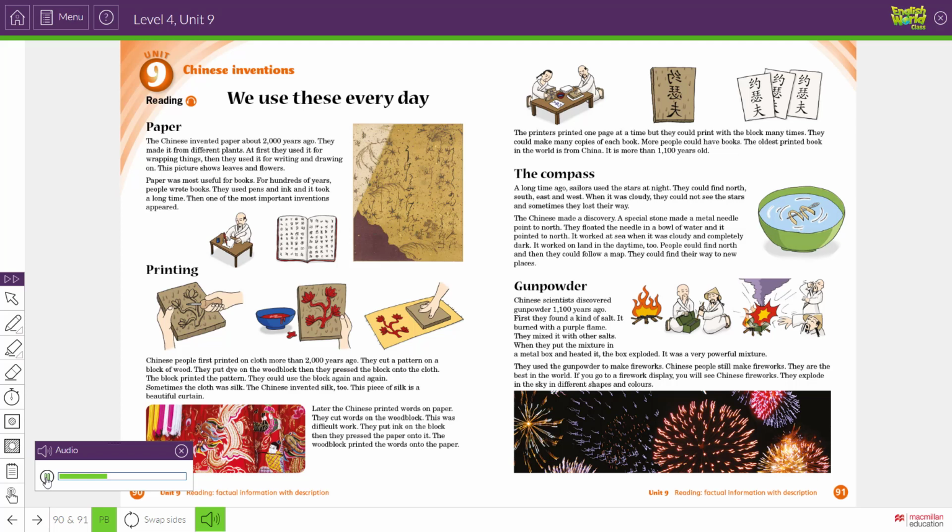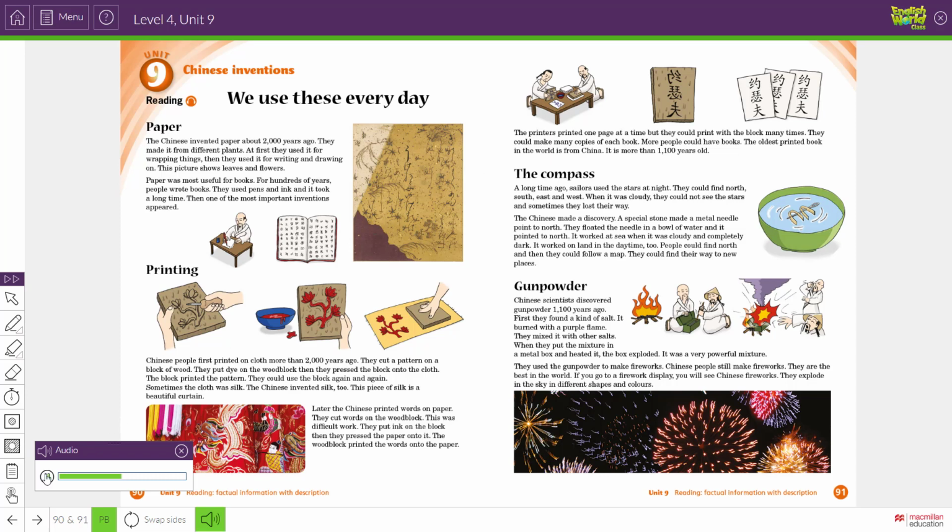Later, the Chinese printed words on paper. They cut words on the wood block. This was difficult work. They put ink on the block, then they pressed the paper onto it. The wood block printed the word onto the paper. The printers printed 1 page at a time, but they could print with the block many times.